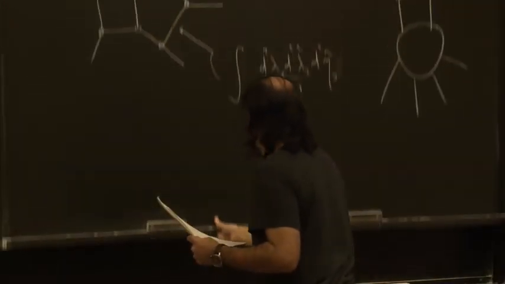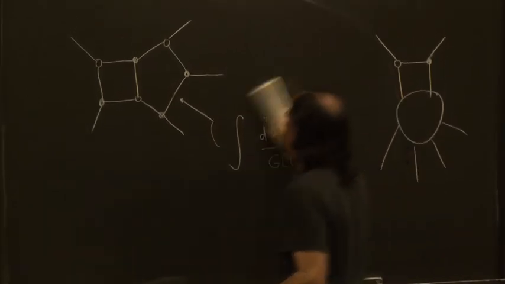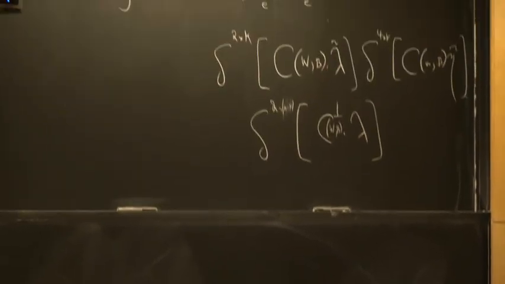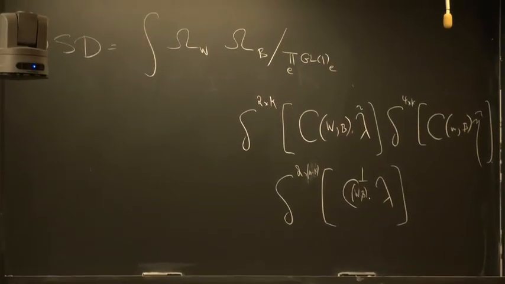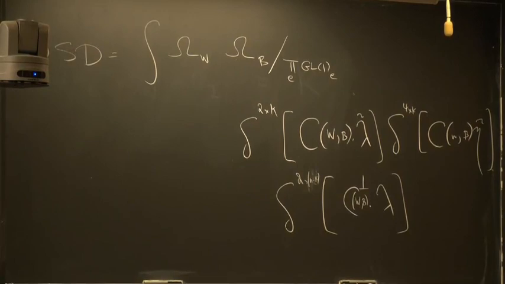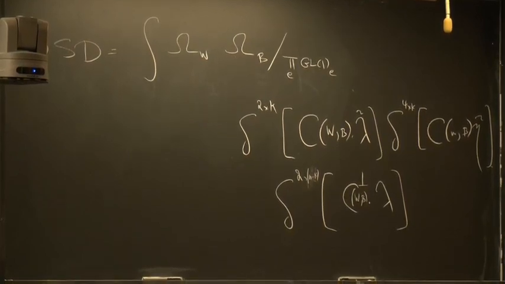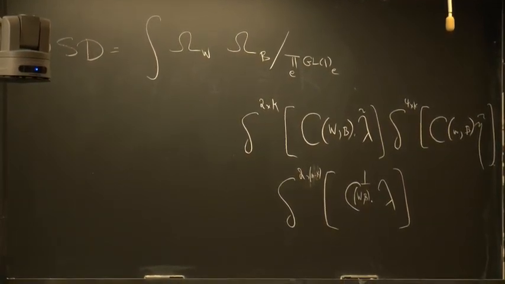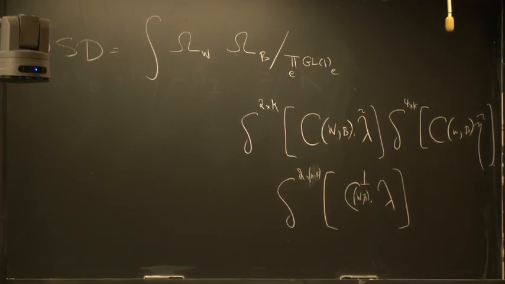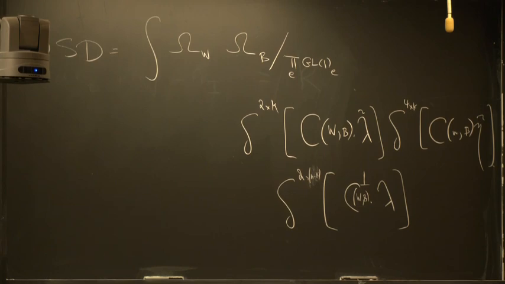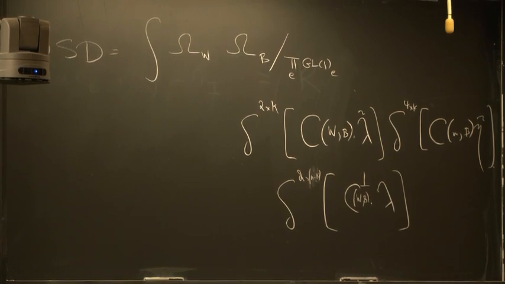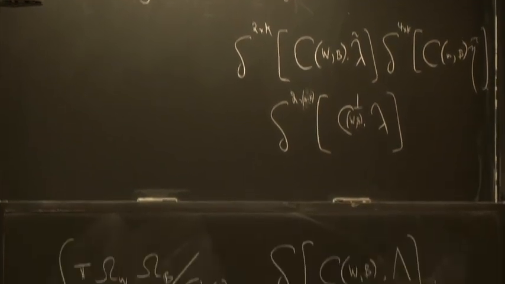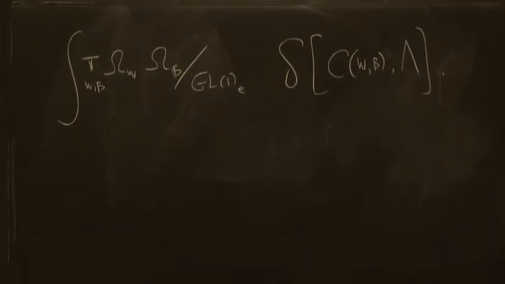Okay, and so, just to use my notation, this is now some integral over omega, the product over the white and black, omega white, omega black, mod GL1 on the edges, times this delta of C of W and B, and lambda. Okay, so all of the dependence on the external data has gone into those delta functions.